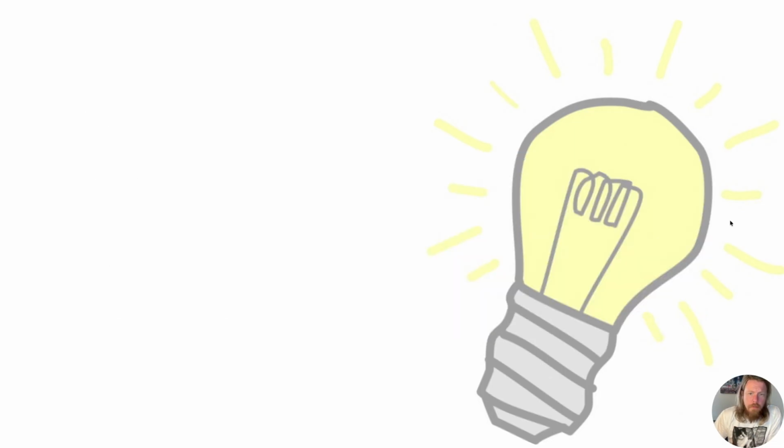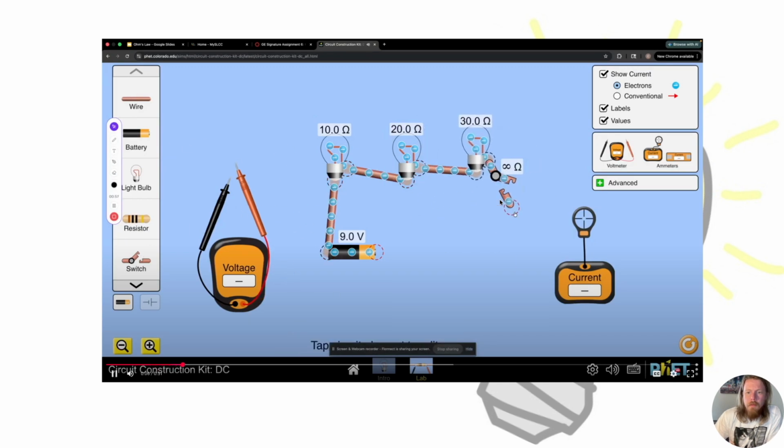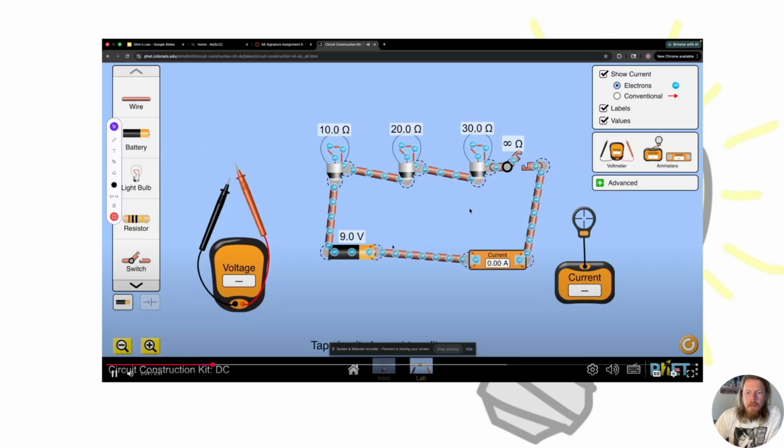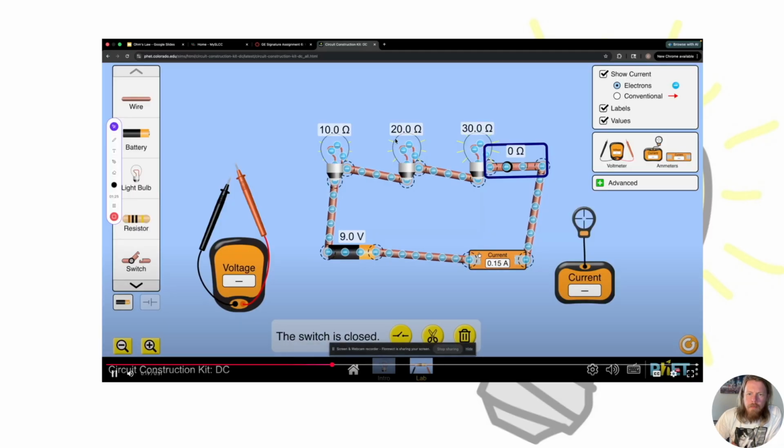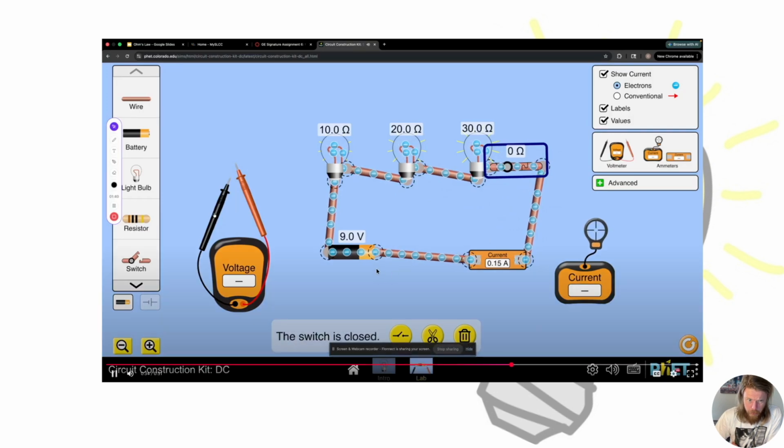I recorded a video to demonstrate this. The first thing we're going to see once this switch is closed, completing the circuit, is the brightness of each of these lights. You can see 10 has a very small brightness, middle brightness, and then 30 ohms is the brightest, like we predicted. The current throughout is 0.15. And as we're seeing now, no matter where we put the ammeter, the current is always 0.15.